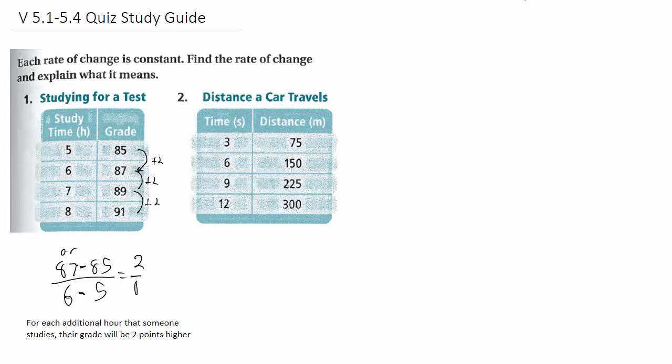So you could say for each hour you study, you get 2 points higher of a grade, or your grade goes up 2 points for every hour you study.